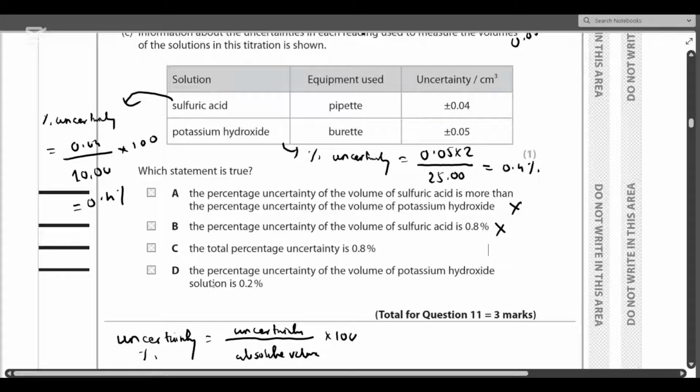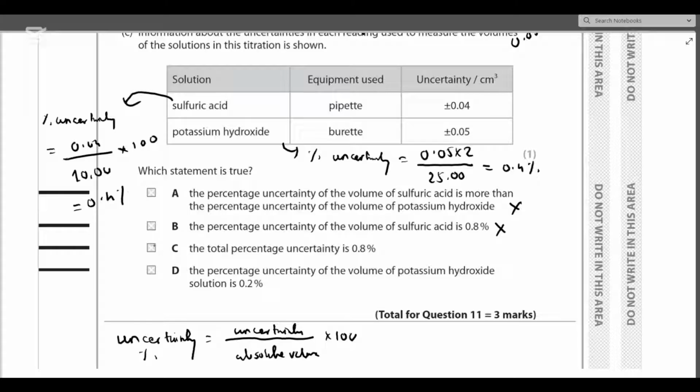Now, for D, the percentage uncertainty of the volume of potassium hydroxide is given as 0.2%. That's not correct because we can clearly see it's about 0.4%. The total percentage uncertainty is, however, 0.8%. It makes sense: when you add 0.4 and 0.4, you get 0.8% as the total percentage uncertainty of the whole titration. So the only option here is C.